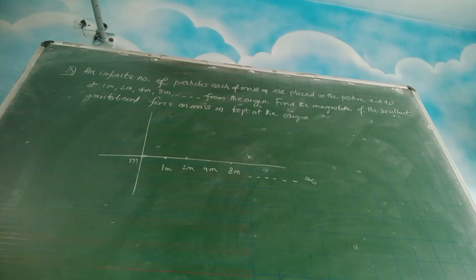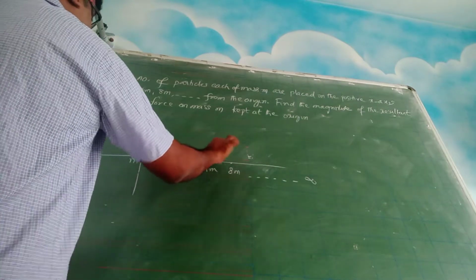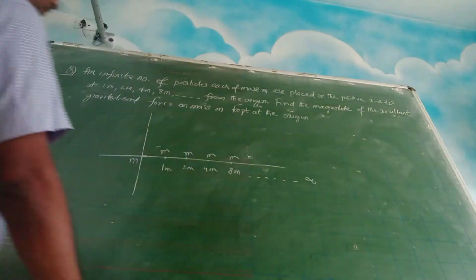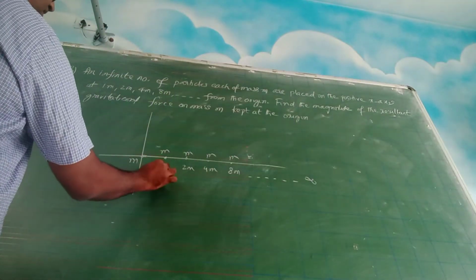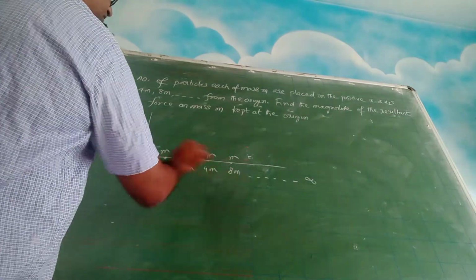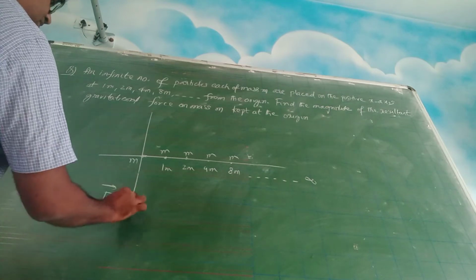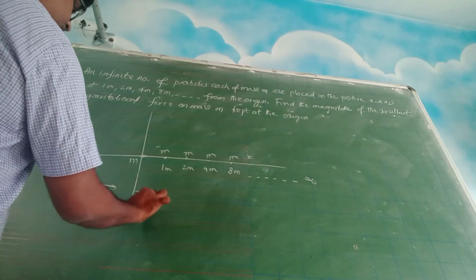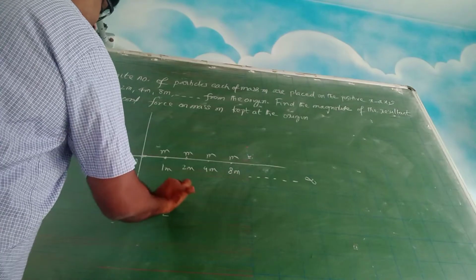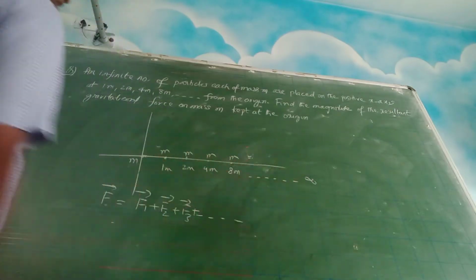Okay, and everywhere mass m has been placed. So there will be a gravitational force between these two. So what is our F? F will be equal to F1 plus F2 plus F3 plus so on.